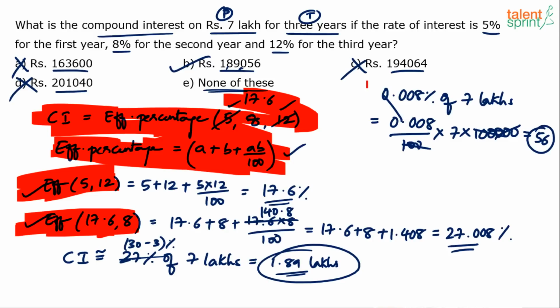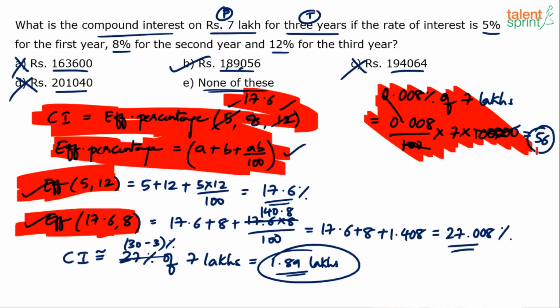You don't have to write on paper, right? I mean, you know that 0.008% of 7 lakhs is going to be 56. So don't waste your time putting steps on paper. The more you write on paper, the more time it takes. Okay? So I think it's a 45-second problem. It won't take more than 45 seconds. Option B, 1,89,056 is the final answer. All right. So that's the question on compound interest with varying rates of interest. Okay, 3 different rates of interest.